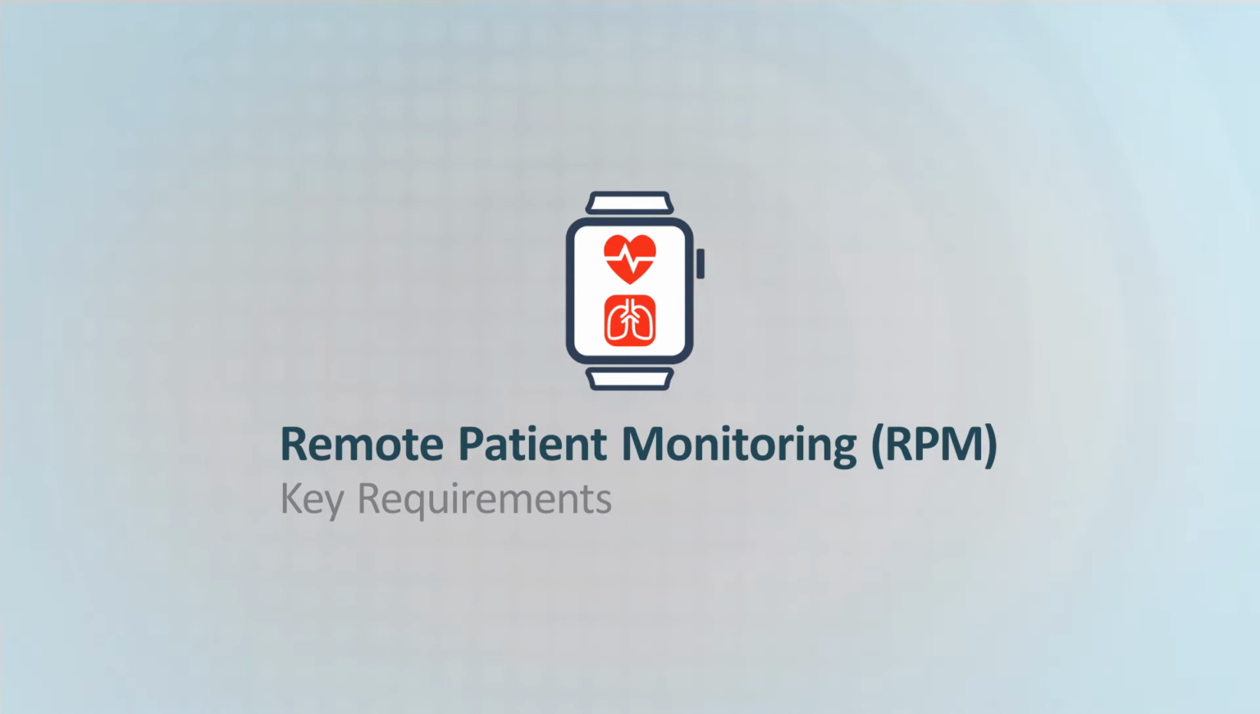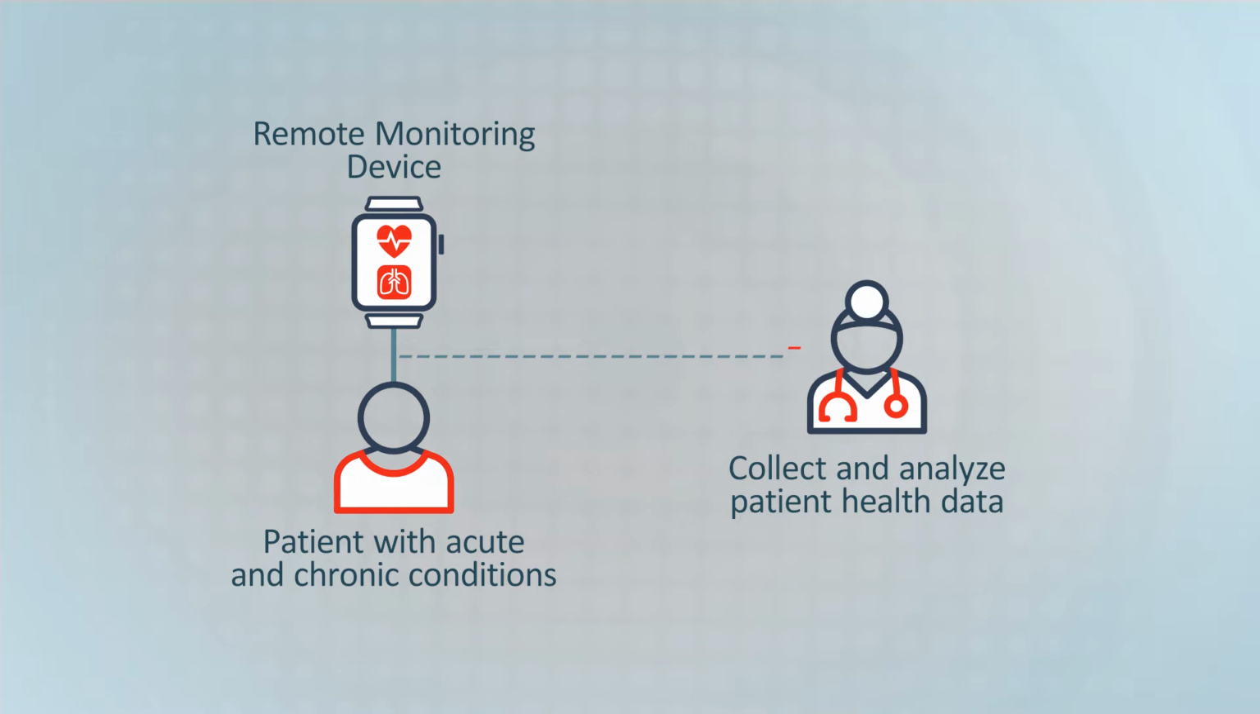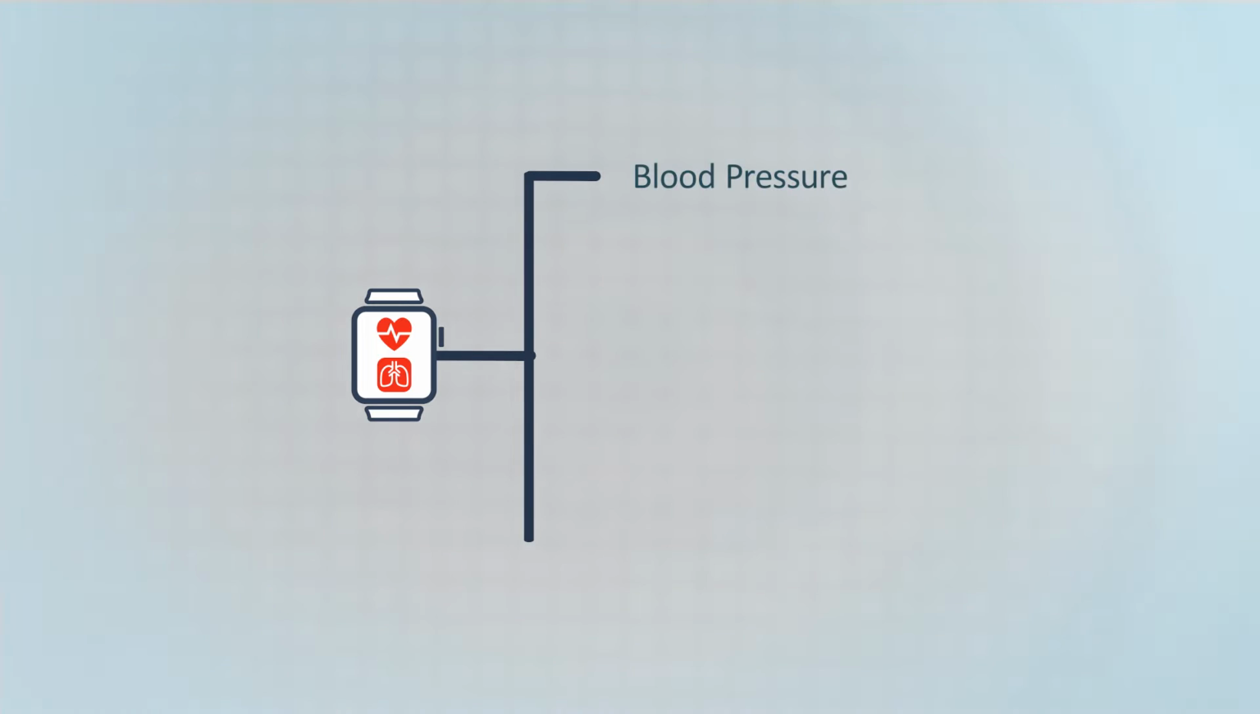Remote Patient Monitoring, or RPM, is a telehealth option designed for patients with acute and chronic conditions requiring ongoing monitoring. It allows healthcare professionals to collect and analyze patient health data between appointments using FDA-approved devices. Typical measurements include blood pressure, weight, and blood glucose levels.